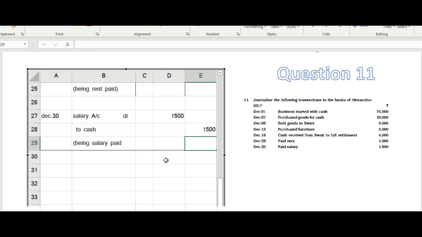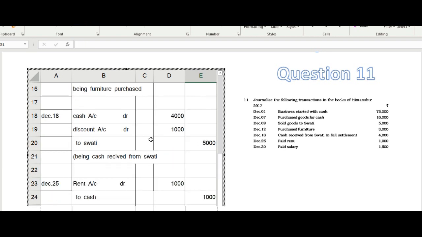Total of the amount is 1,500,000. Both the debit and credit sides are equal. This is the final transaction.